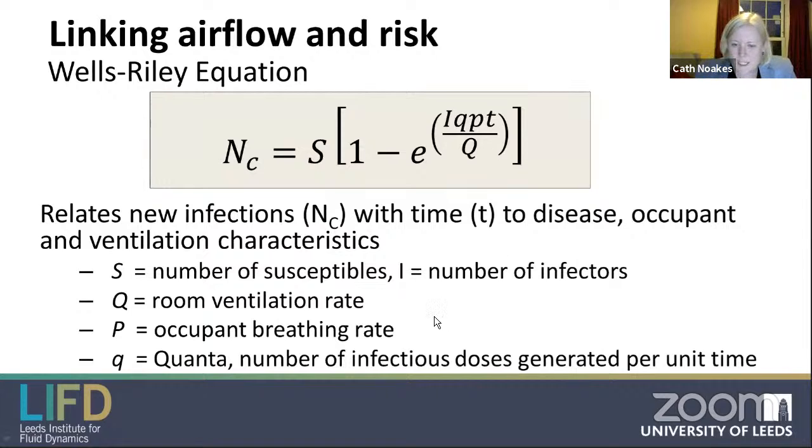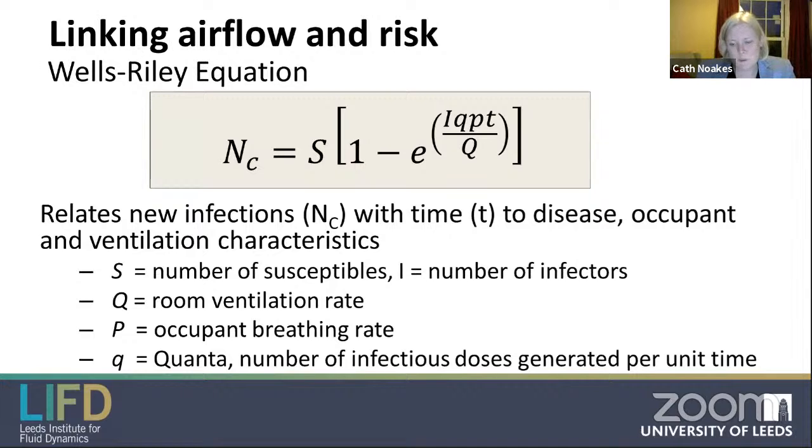One of the things we've been wrestling with is how do we actually link up the difference between ventilation in a setting and the risk. And we can use a modelling approach. So we can use something called the Wells-Riley equation. This is a way of relating infections to disease, and it relates to the ventilation rate in a room, the breathing rate of people in there, and the amount of infectious doses that people would generate. So we sometimes call this quanta.